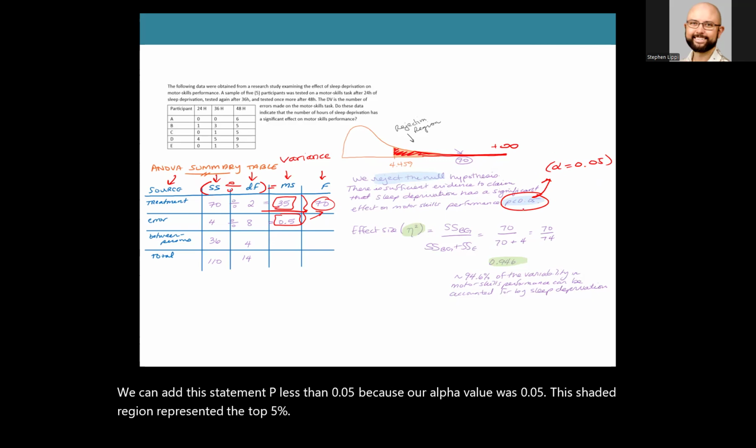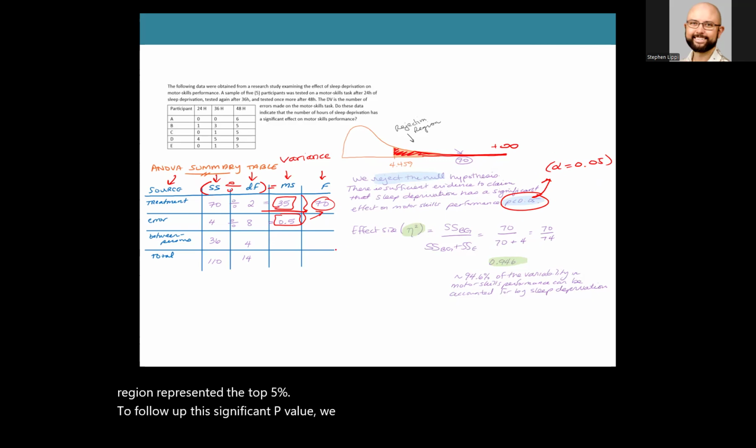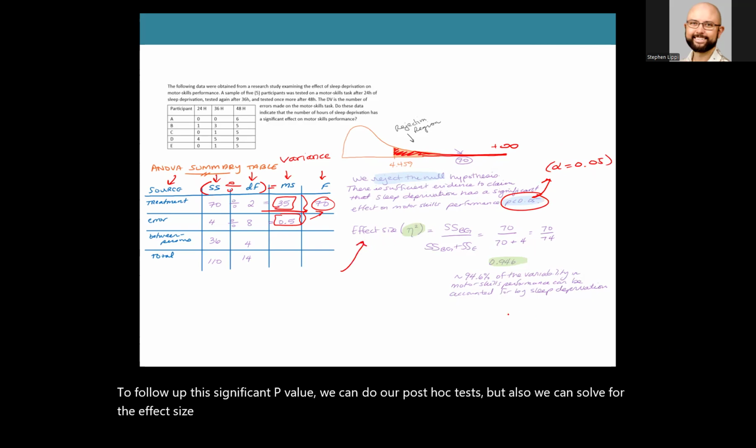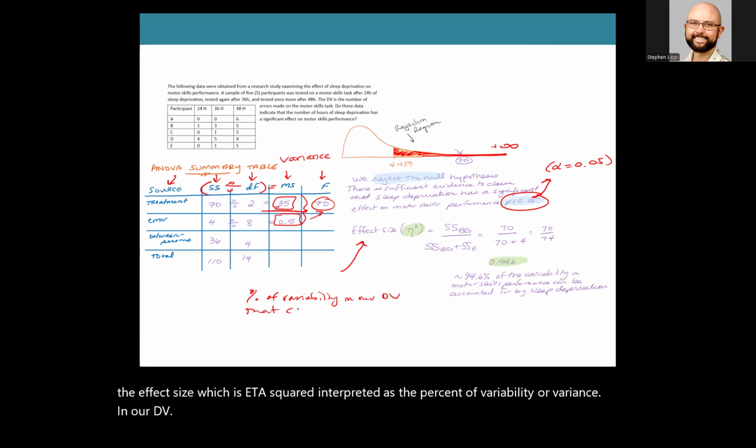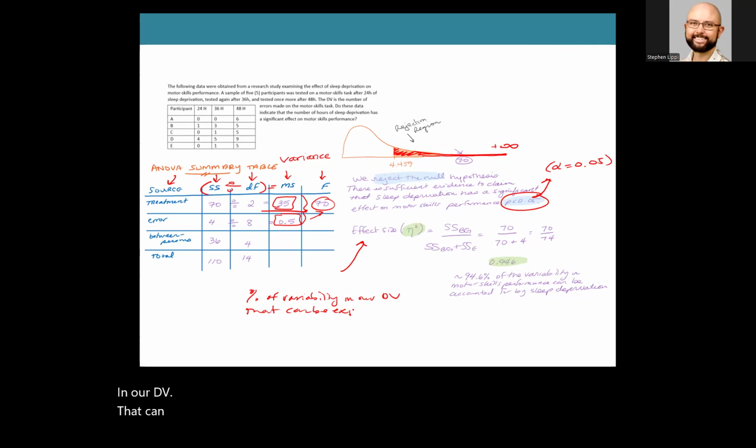To follow up this significant p-value, we can do our post hoc tests, but also we can solve for the effect size, which is eta squared, interpreted as the percent of variability or variance in our DV that can be explained or accounted for by our IV. And you can just substitute your DV and your IV respectively.